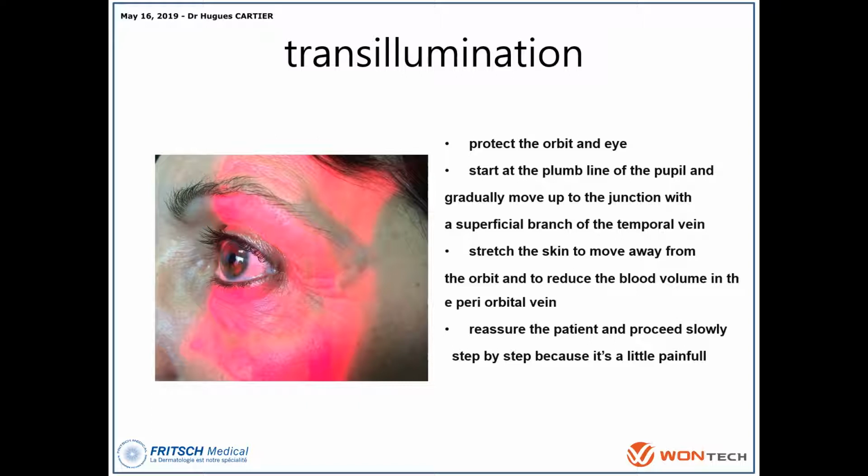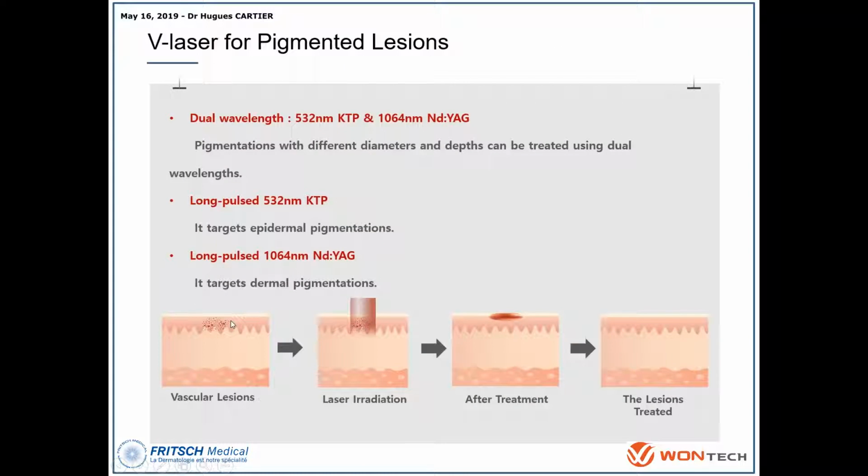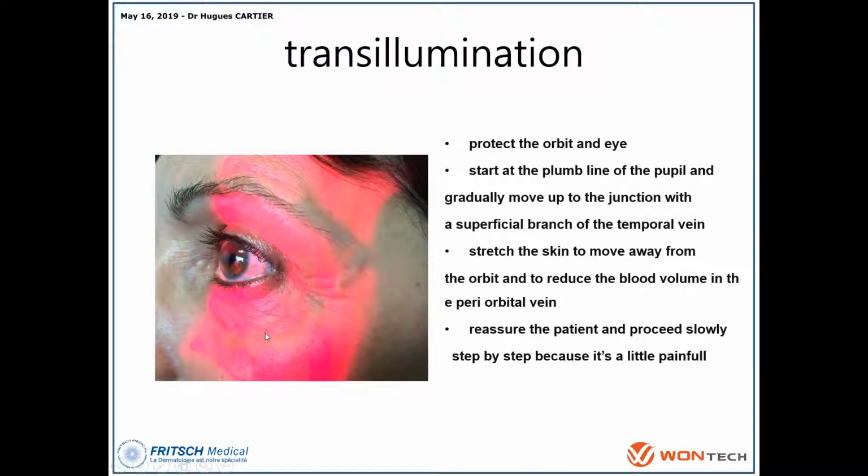You have to start at the plumb line of the pupil, and you go step by step to the junction of a superficial branch of the temporal vein. So you start here, and you proceed step by step, shot by shot, and you finish here at the junction. It's not necessary to continue to the forehead, because in this area you can treat, but it comes back again very rapidly in my practice. So I prefer to stop at the junction.